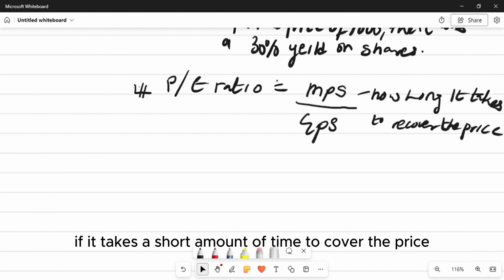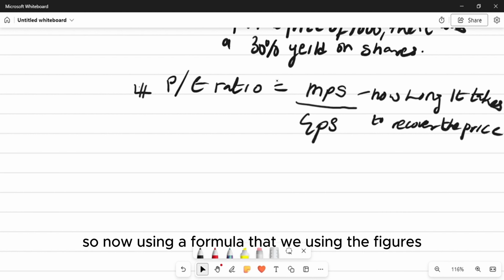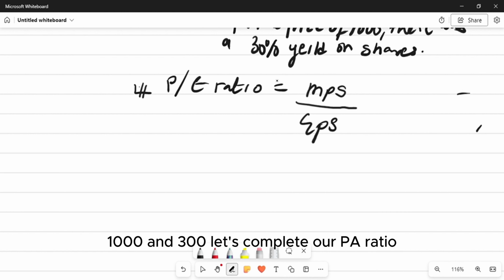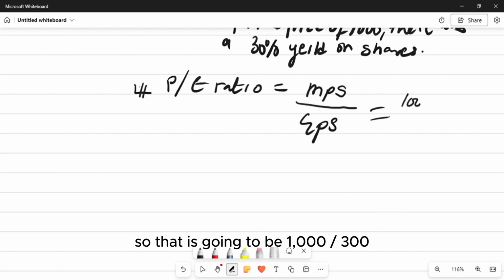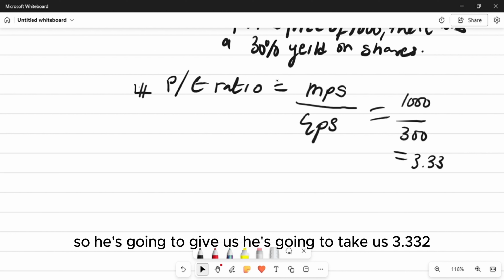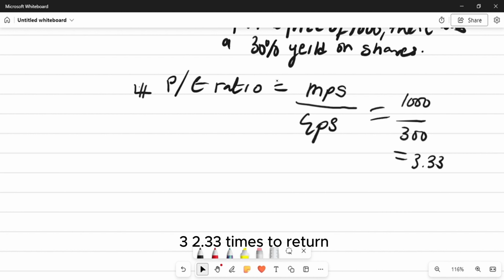So if it takes a shorter amount of time to recover the price, then it is good. Now using our formula, and the figures that we used in the previous ratio, 1,000 and 300, let's calculate our PE ratio. That is going to be 1,000 divided by 300, and this gives us 3.33. So it's going to take 3.33 times for your earnings to pay up your price.